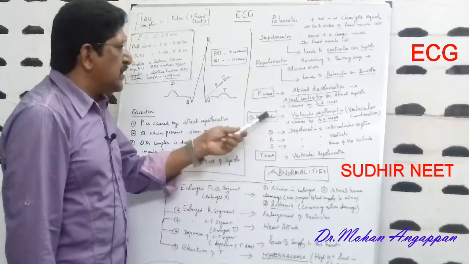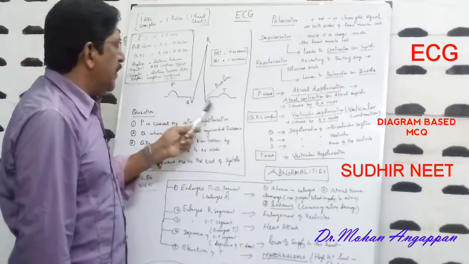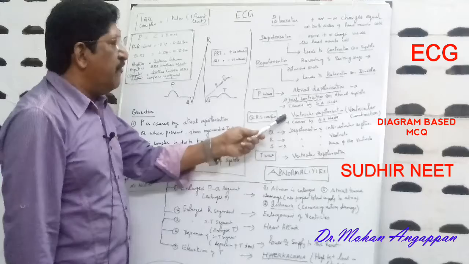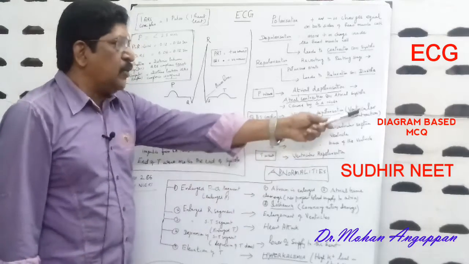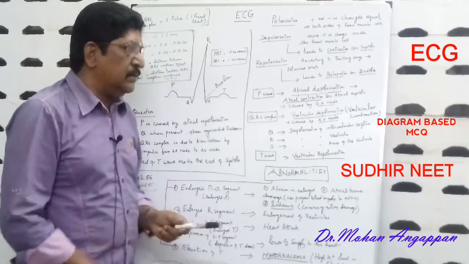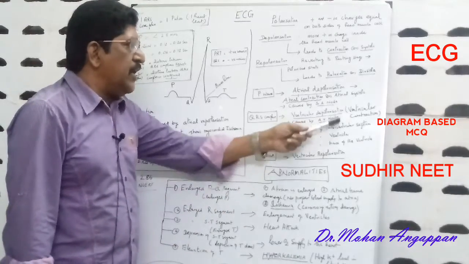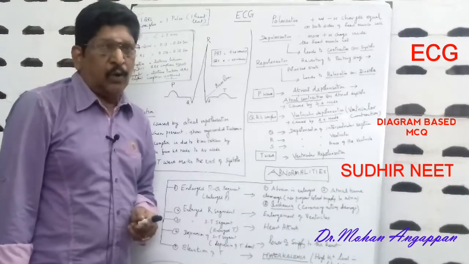Number 2, QRS complex represents the ventricular depolarization. That means ventricular contraction. So ventricle begins to contract. That is caused by the AV node, the atrioventricular node.